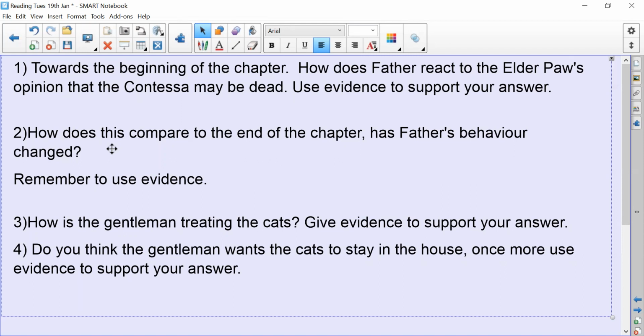Number 3, how is the gentleman treating the cats? Give evidence to support your answer. Number 4, do you think the gentleman wants the cats to stay in the house? Once more, use evidence to support your answer. Okay, so spend some time just answering those 4 questions.